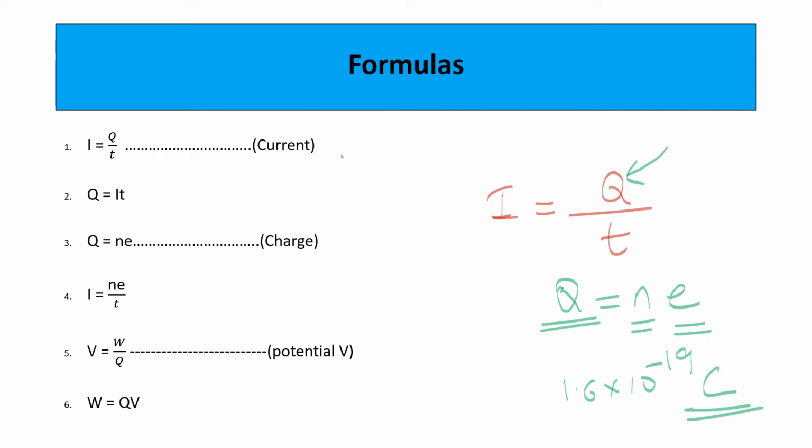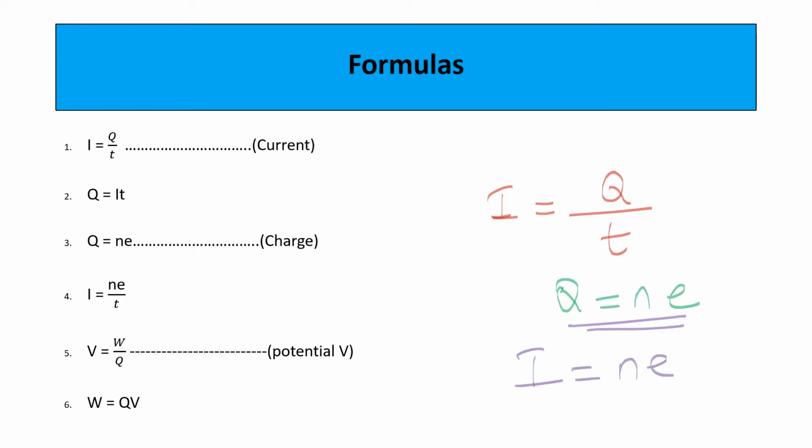I is equal to Q by T. When you cross multiply, what is Q? Q is equal to IT. Q is equal to NE. If Q is equal to NE, substituting the value of Q, I is equal to NE by T. Therefore, I is equal to NE by T.